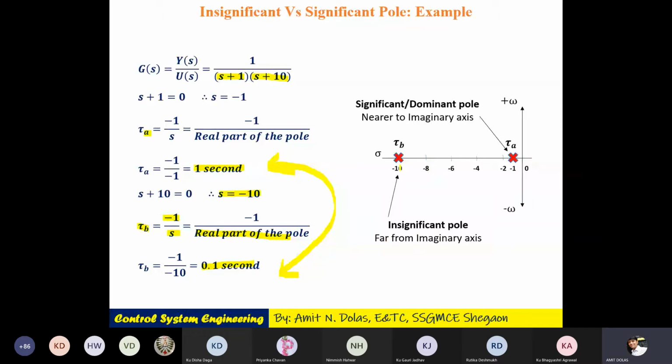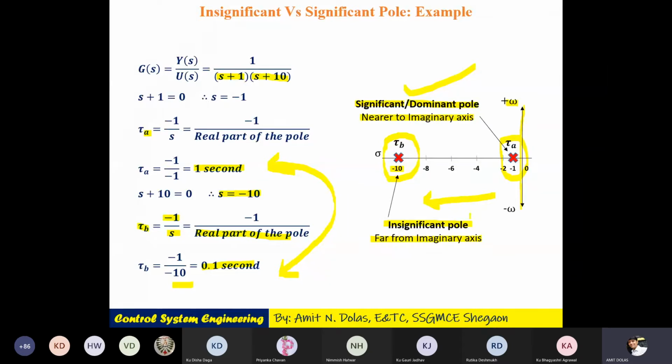Both are on the real axis. So on the real axis, tau A is located here at -1, and this is called significant or dominant pole. We'll know why this is called significant or dominant pole. It is always nearer to the imaginary axis. This one, vertical one, is the imaginary axis. इसके नजदीक जो भी रहता है, that is called dominant or significant pole. Another pole is at -10. So tau B is the time constant of the pole -10. It is called insignificant pole, and which is far from the imaginary axis. Imaginary axis से दूर रहता है.